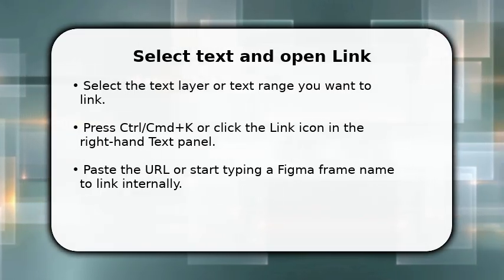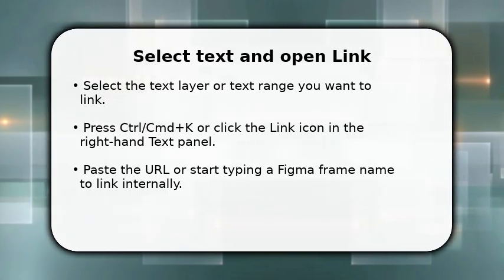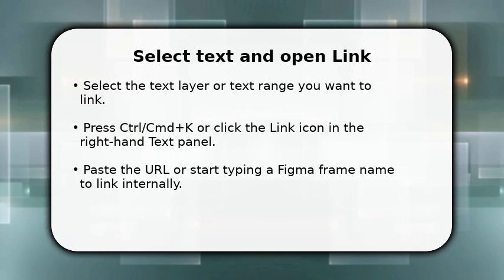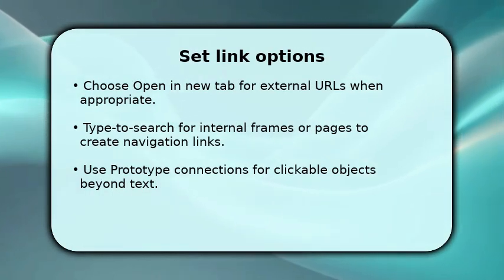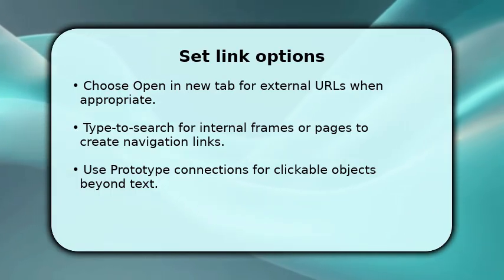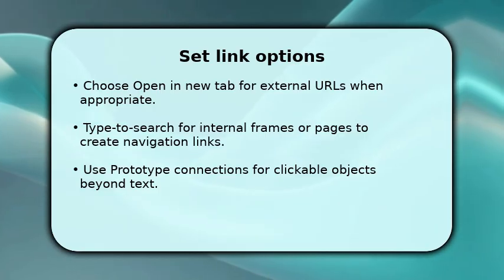Make sure the layer is actual text and not an outline, because only live text accepts links in Figma. Once you add the URL or choose a frame, set how it behaves. For external links, tick Open in New tab so users don't lose the prototype. For internal links, pick the target frame from the autocomplete list.